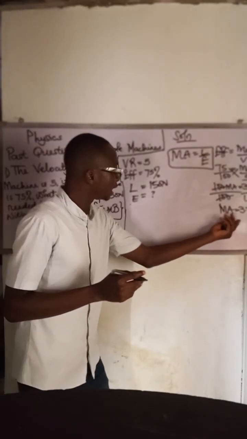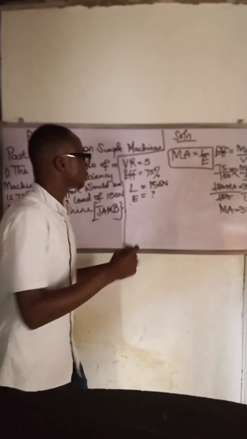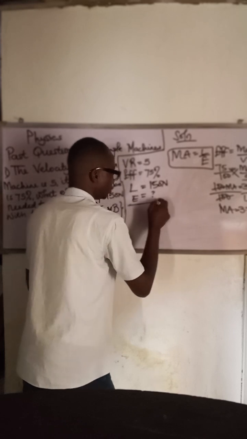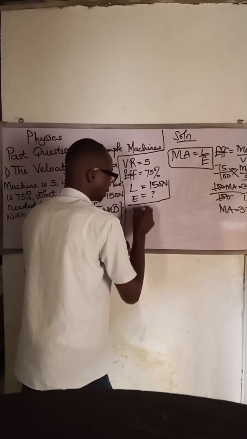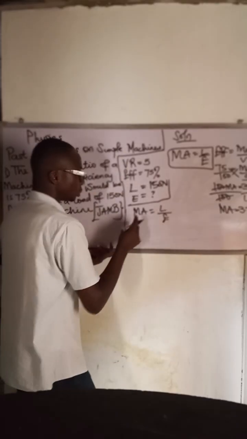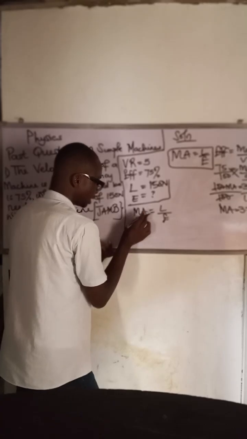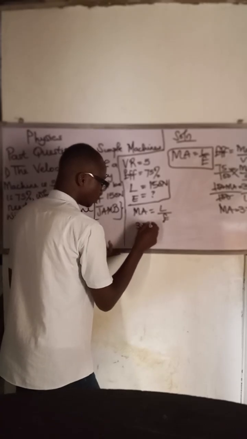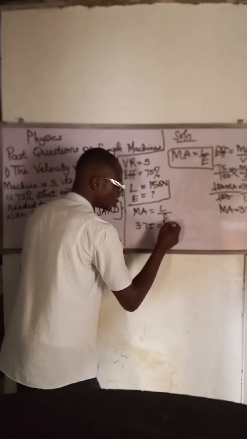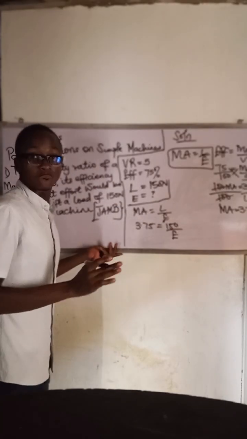So with this mechanical advantage, we can calculate for the effort in this question. Now we can just use this formula then. Mechanical advantage is equal to load over effort. Now the mechanical advantage is already 3.75, so we can just substitute here. MA, 3.75, is equal to, what is the load? The load is 150 Newton, so 150 all over, what's the effort? We don't know. That's what we have to calculate for.